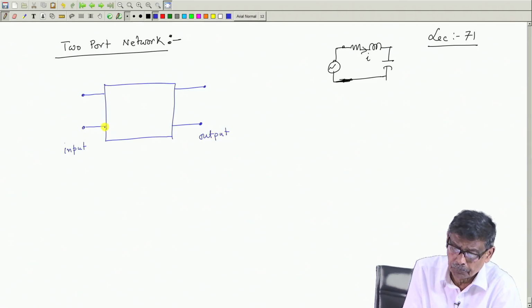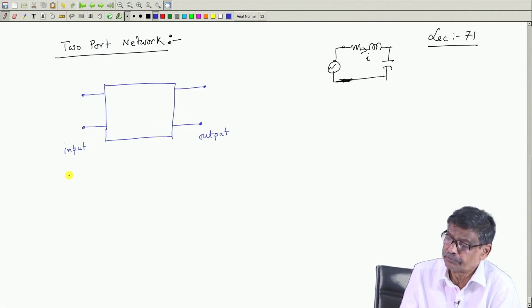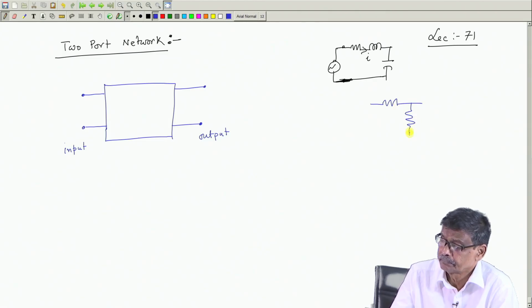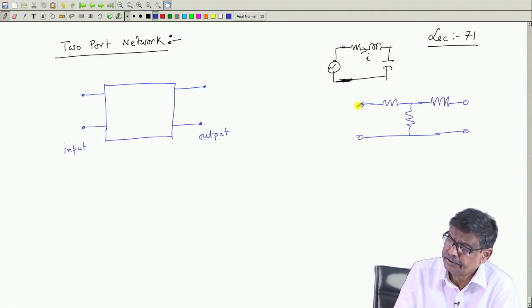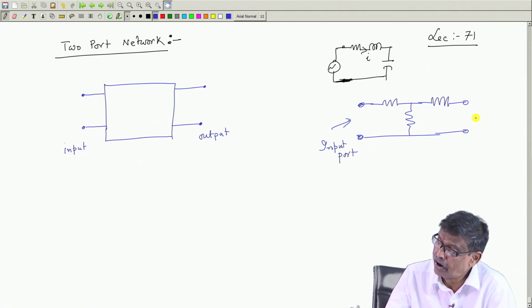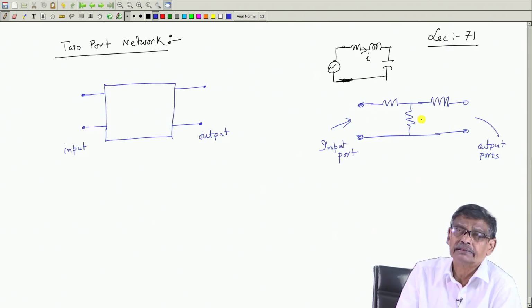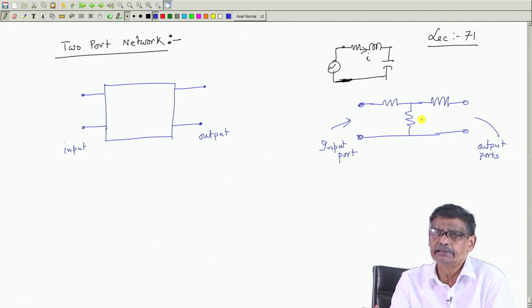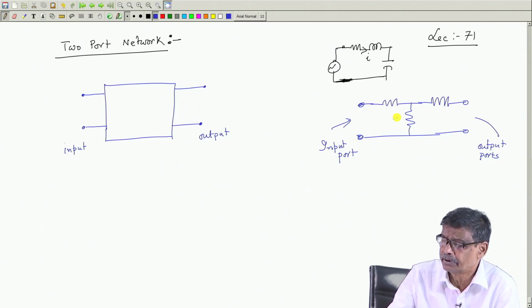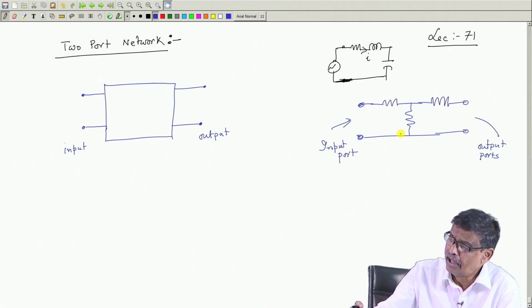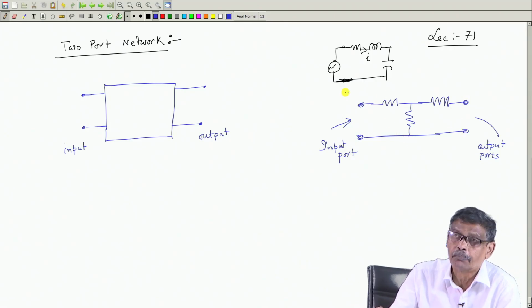And often this input and output will be shorted. For example, a network like this. I declare that these two are my input port, and these are the output ports. And there are impedances in between. No sources should be present in this. Often this is the case. For example, in a transmission line, you excite the transmission line from one end, there will be network impedances, line impedances coming in between, and at the output you receive the voltage with respect to the same common point here.